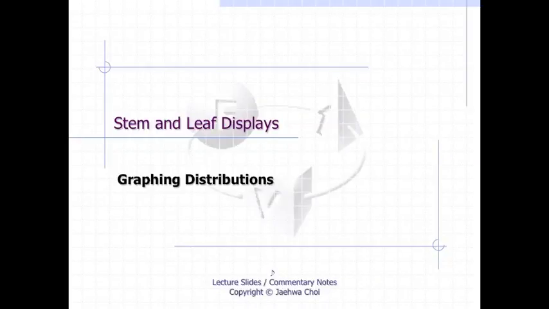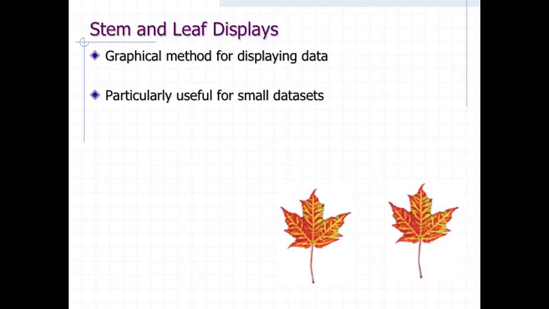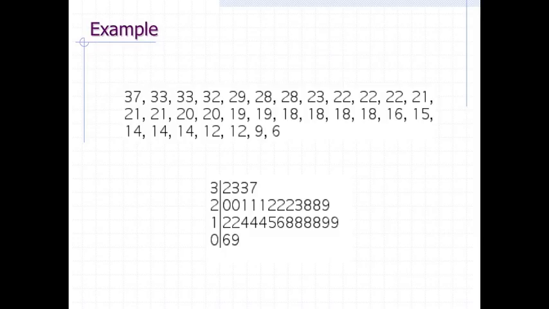Stem and leaf displays. A stem and leaf display is a graphical method of displaying data. It is particularly useful when your data is not too numerous. In this section, we will explain how to construct and interpret this kind of graph. As usual, an example will get us started.